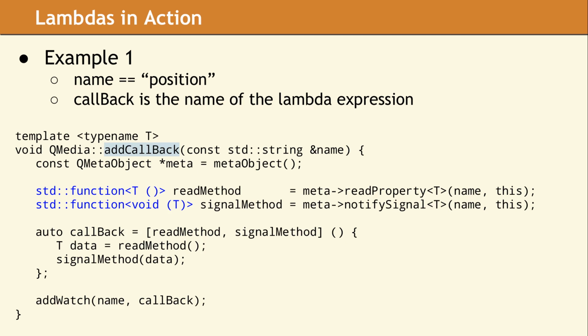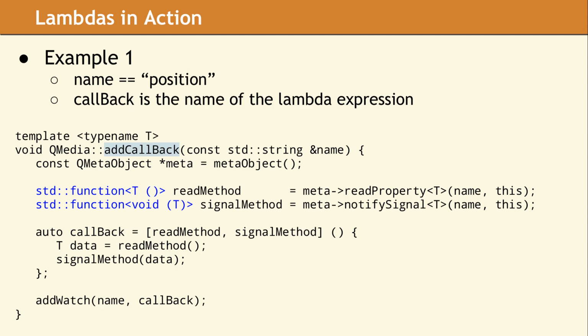The function object saved in the signal method will be used to emit a notification that the position in the media player has changed. The application can react to this signal and update the user interface with the new position value. In the capture clause of the Lambda expression, we must list the variable names from the outer scope, which will be used within the body of the Lambda expression. In this example, we need to capture the read method and the signal method. In the last line, the new callback is passed to the AddWatch method.